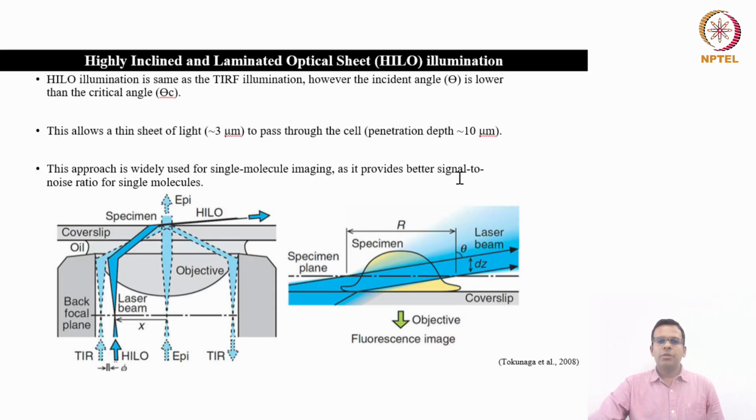So let us move on to the next type of illumination that is known as highly inclined and laminated optical sheet illumination, or the HiLo illumination. Okay. So HiLo illumination is the same as the TIRF illumination. However, the incident angle is lower than the critical angle. Okay. So let me go back to this previous diagram.